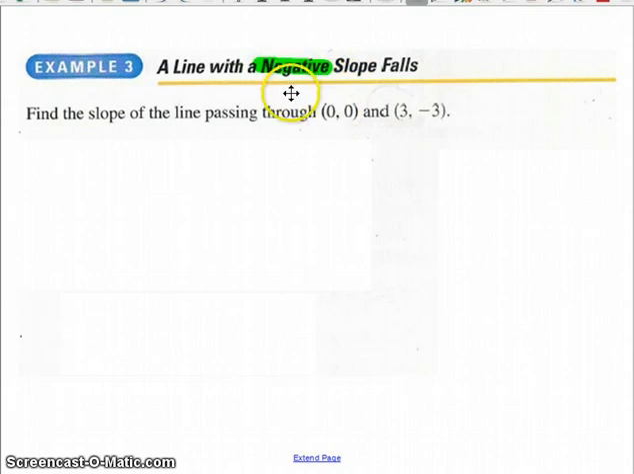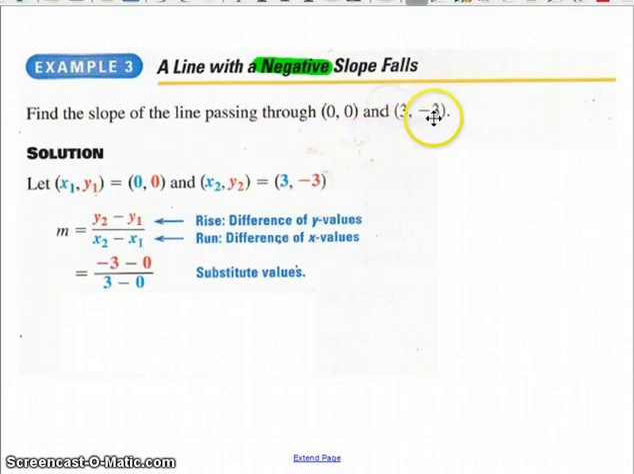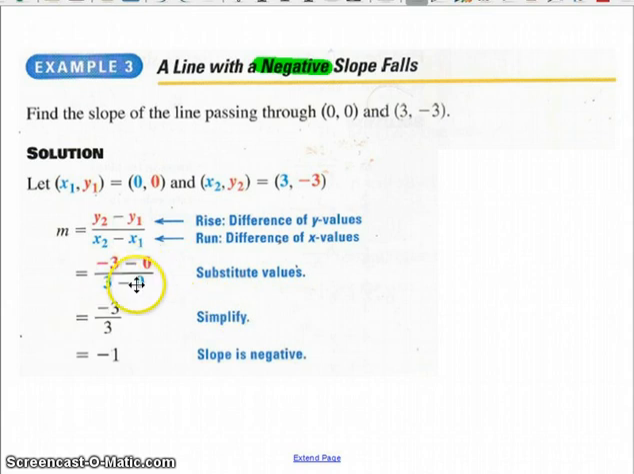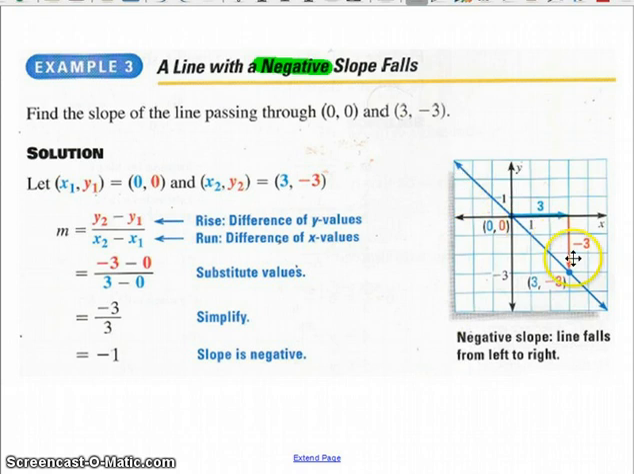Let's look at a negative slope just to compare it. Well, here are 2 points. Plug them into our equation here. Negative 3 minus 0 on the top, positive 3 minus 0 on the bottom, and what we end up with, negative 3 minus 0 after all is negative 3, and positive 3 minus 0 is positive 3. This simplifies down to negative 1. Well, that's a negative number, and any negative number for slope makes a negative slope, or a downhill slope.